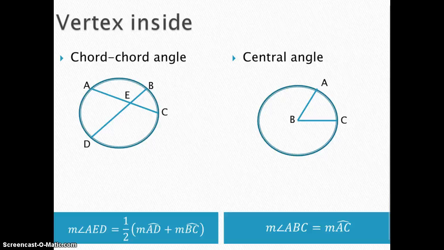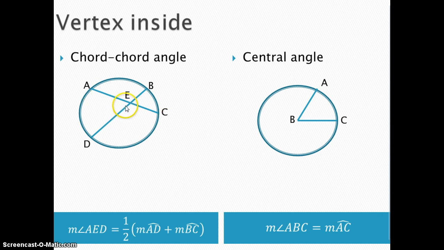But with a chord-chord angle, it's a little bit different, because now our vertex is not at the center. It's somewhere to the left or to the right or above or below. It's not in the center, but it's kind of near it. To solve a chord-chord angle, we have to figure out which arcs are across from each other. So looking at our diagram, we see that arc AD and arc BC are across from each other. If I add those up and divide by 2, so average them, that's going to give me my chord-chord angle.